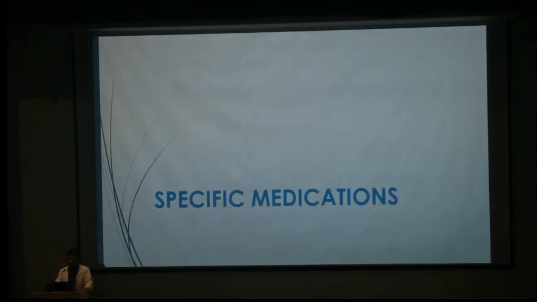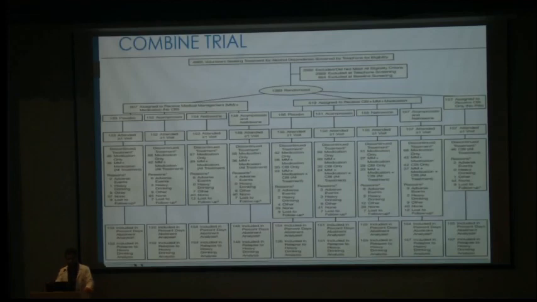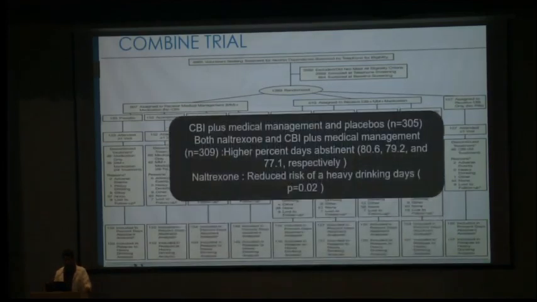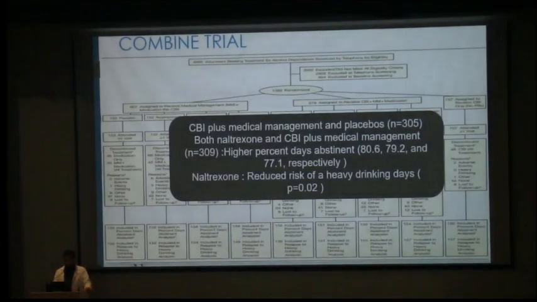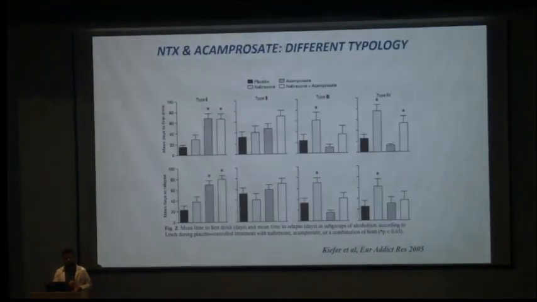So let's move to specific medications, starting with the COMBINE trial, the largest trial to date, always studied in and presented in all addiction-related papers. What they found was that naltrexone appeared to be the number one drug for management of alcohol use disorder, and it reduces the risk of heavy drinking days. The study also compared naltrexone and acamprosate, another medication which is commonly studied.